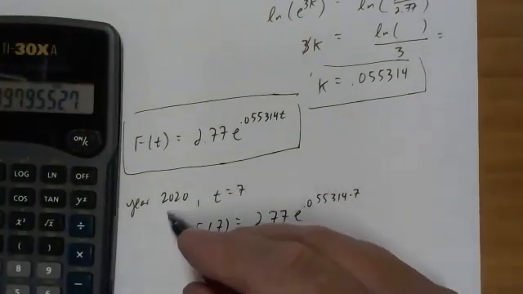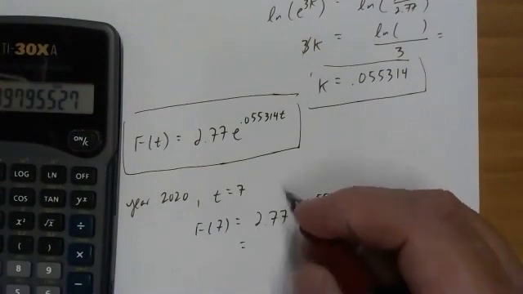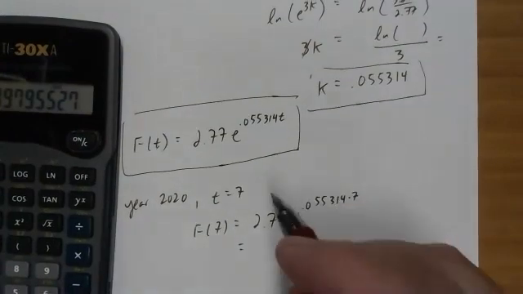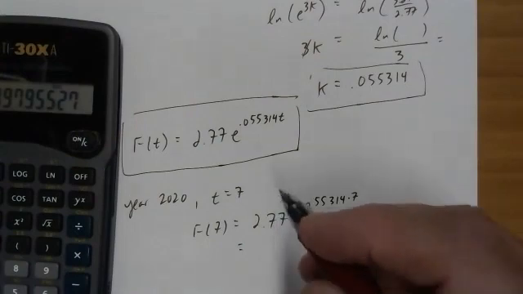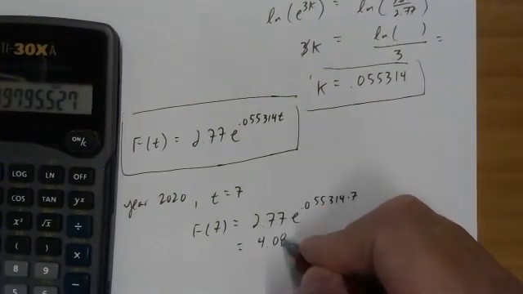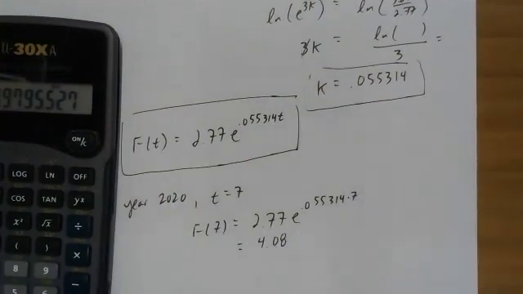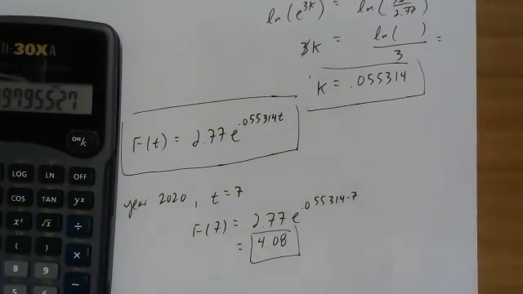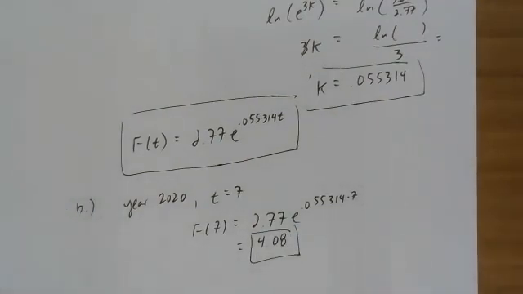So in the year 2020, now here they may tell me what to round to. They don't say, estimate total receipts. Maybe I'll leave 2 digits like all these. So I'll say 4.08. That should be the answer for part B.